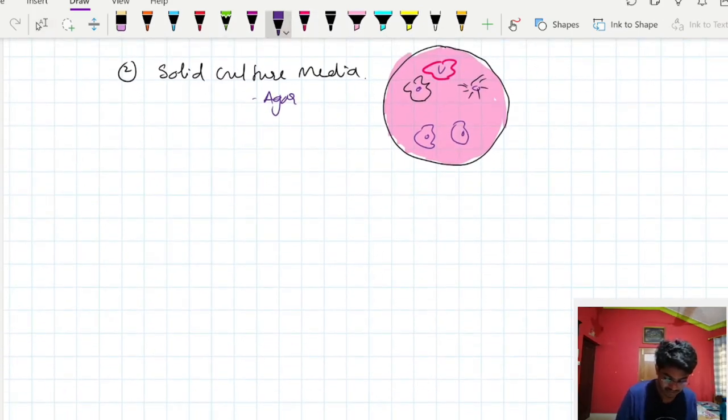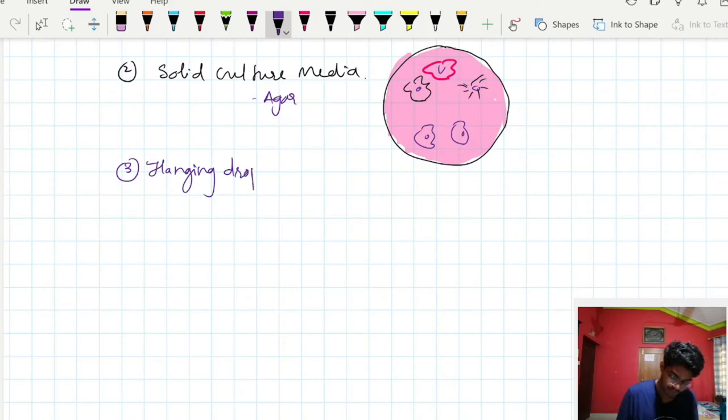Then the third innovation by our famous Robert Koch is nothing other than the hanging drop method. You see, hanging drop method is a microscopic technique where we can demonstrate the motility of an organism. We can appreciate motility here.